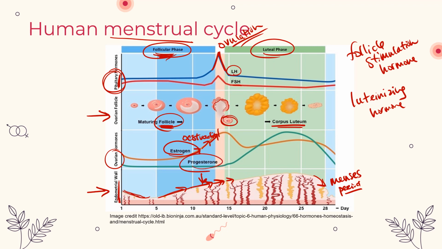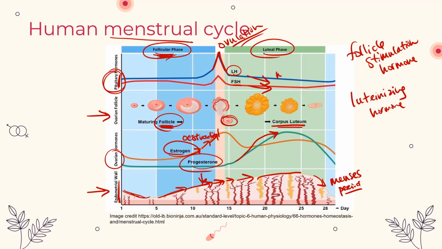Progesterone is the last hormone that we're going to look at. Progesterone's job is to thicken and then also maintain the thickness of the endometrium should implantation occur. Progesterone, this high level of progesterone here, is also going to inhibit the production of LH and FSH.